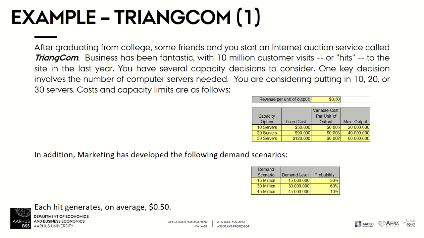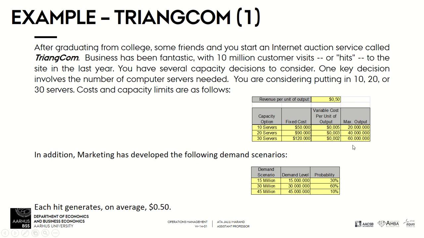Let's see the example. The example is about a company that provides online auction services. They have 3 different alternatives for their capacities based on the number of servers. So a 10 server, 20 server, and 30 server alternative. For each alternative, as we can see in this table, there is a fixed cost and a variable cost. And the revenue per unit of output is 0.5, as you can see in the table.